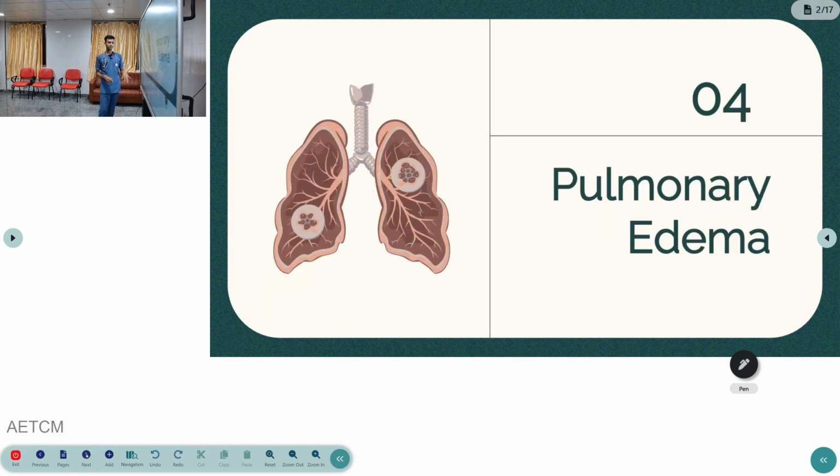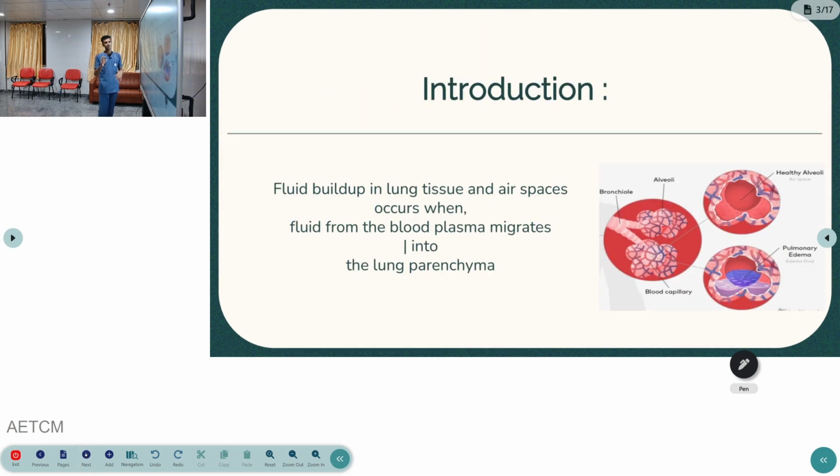So first is pulmonary edema. By the word itself, we can understand edema is a fluid buildup in the body. So we know peripheral edema, ankle edema, those are some common terms. Anasarca is a generalized edema. So here pulmonary edema means the fluid buildup in the lung, that is called pulmonary edema. That is just like a definition.